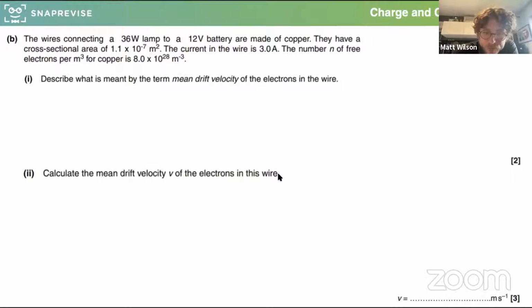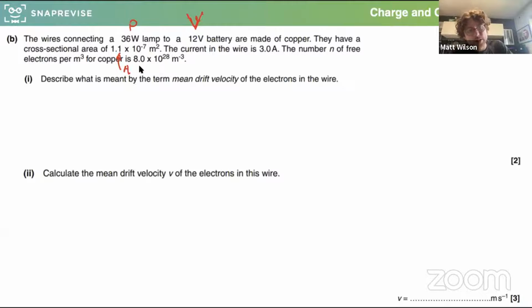So the wires connecting a 36-watt lamp to a 12-volt battery are made of copper. We should label these quantities as we're reading it. This is really good practice. Watts, what's that? Watts are a unit of power. Volt, battery, well, we usually give that the symbol, capital V for volts. Copper, they have a cross-sectional area. Okay, let's give that a symbol A.